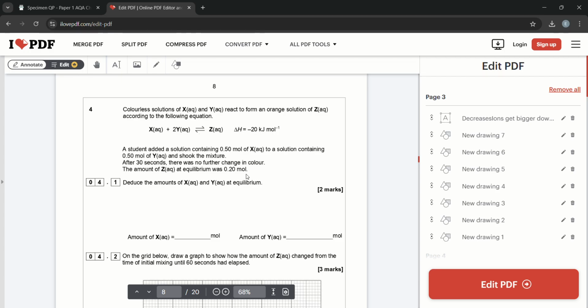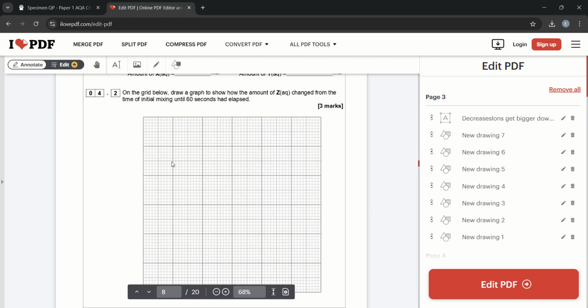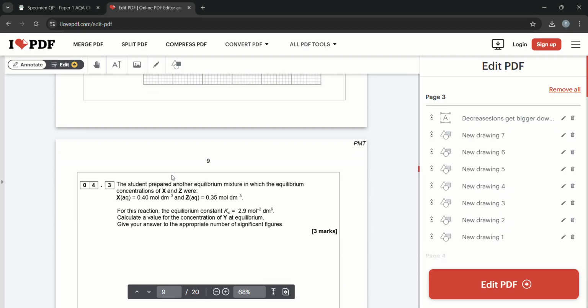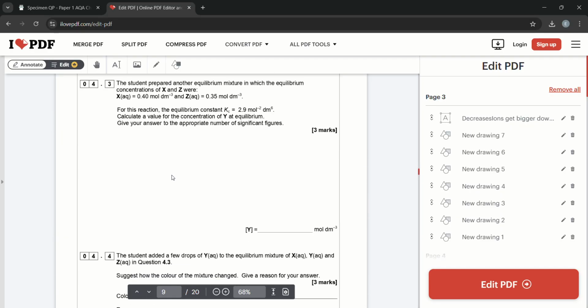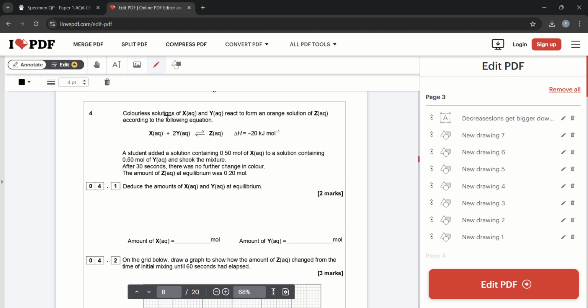Question 4. Colourless solutions of X aqueous and Y aqueous react to form an orange solution of Z aqueous. Reduce the amounts of X aqueous and Y aqueous at equilibrium. For this question 4, I'm going to skip question 4.2. I'm not sure how to do it, and it's a graph question as well, and it's 3 marks, so it's not going to be that simple. But I'll carry on with the rest of it. That's letting you guys know before I carry on.